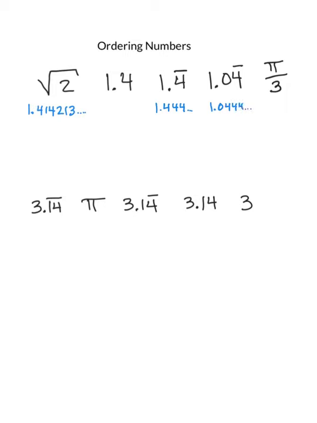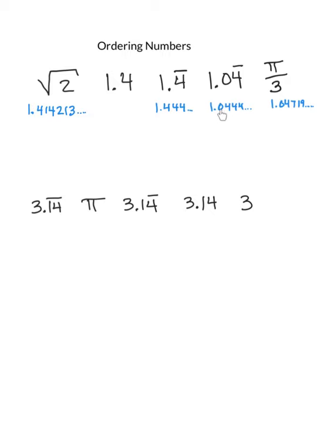And then we're going to do pi divided by 3. We're going to put that into our calculator, and we get 1.04179, and then it keeps on going. So now looking at the decimals, we want to go ahead and put them from least to greatest. And if we do from least to greatest, we want to go ahead and compare them.